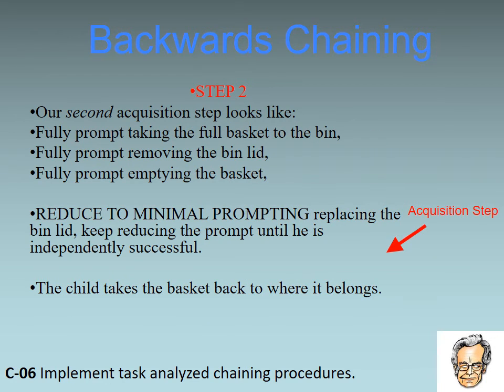And as we go through the backward chain, we would fully prompt taking the full basket to the bin. We would fully prompt removing the bin lid, fully prompt emptying the basket, and now we're going to do step 4, reduce to minimal prompting, which is replacing the bin lid, and we're going to keep reducing that prompt until the person is independently successful, and the child will take the basket back to where it belongs. And they will also replace the lid with help from the RBT.